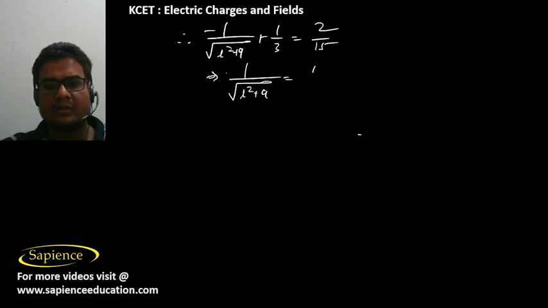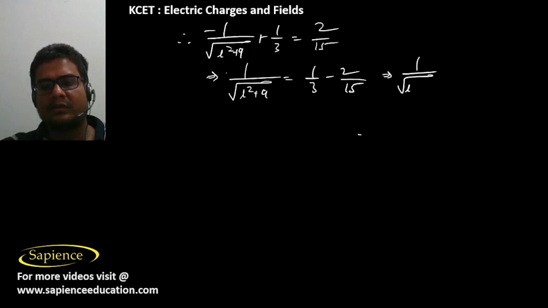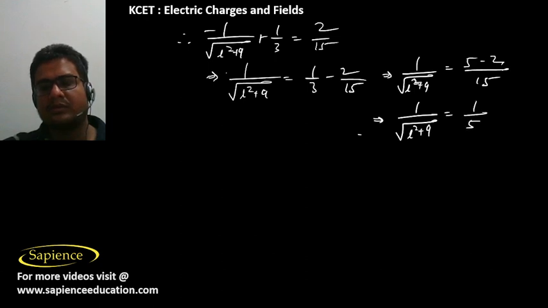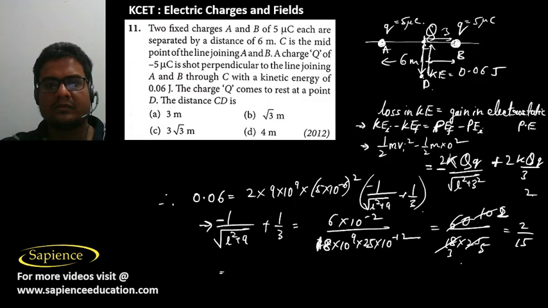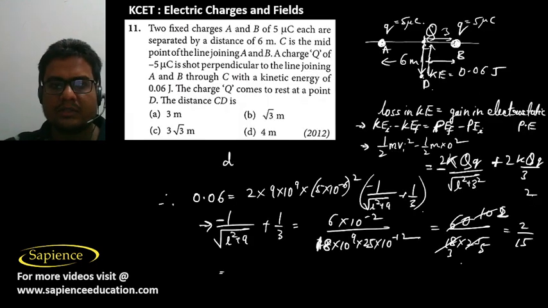By square root of L square plus 9 will be 3 minus, 15 is the same, 15, square plus 9, that square, that is equal to 4 meters. 4 meters is the answer. Option D is the correct answer.